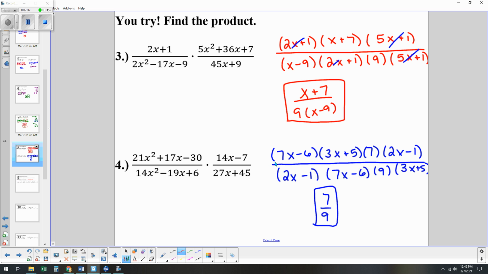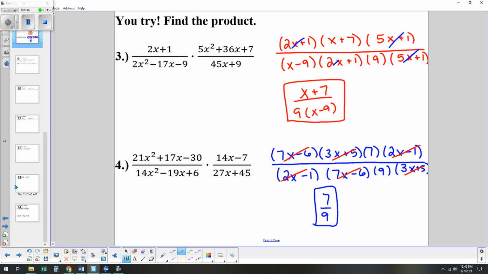And then in 4, the full factorization on top was 7x minus 6 times 3x plus 5 times the GCF of 7 times 2x minus 1. And then 2x minus 1 times 7x minus 6 times the GCF of 9 times 3x plus 5. So this 7x minus 6 canceled with this. This 3x plus 5 canceled with this. 7 had nothing to cancel with. This 2x minus 1 canceled with this. So I was left with 7 over 9. All my x's went away.